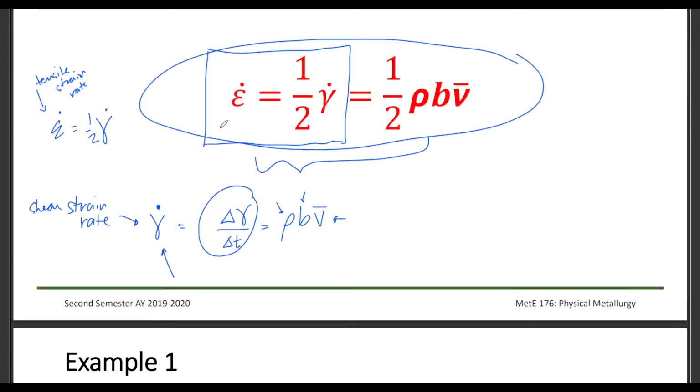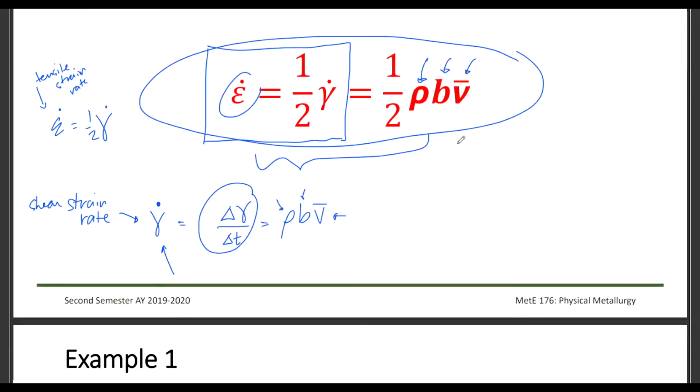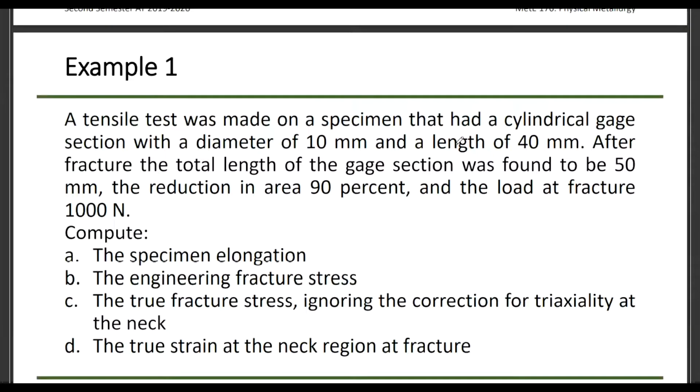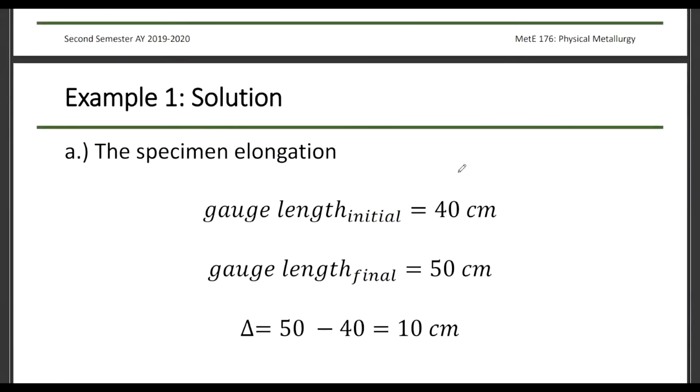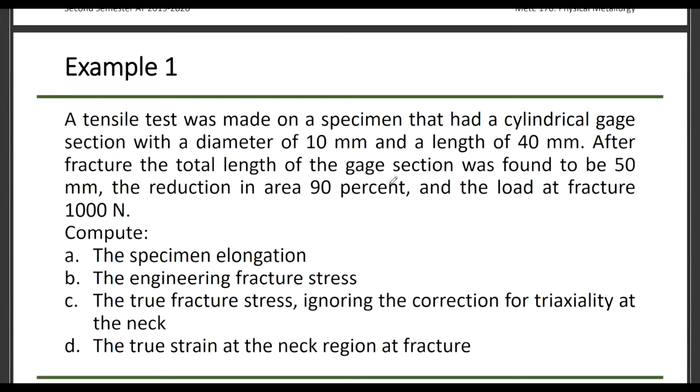And MetE176, I think, discussed this already, no? That the strain rate, epsilon dot, is equal to 1/2 times the dislocation density multiplied by the Burgers vector multiplied by the dislocation velocity. Okay? So we'll do some calculations, no? There are already footnotes here, but let's try to walk through the solutions of these examples right here.